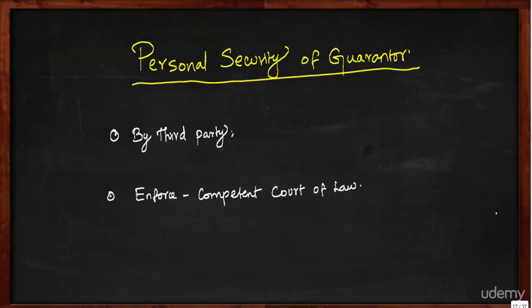Next comes the personal security of guarantor. See, when the bank gives a loan, they would try to secure the loan through various aspects. One is primary security, the second is collateral security, and the third one, the bank will insist on, is personal security of a guarantor. This is basically given by a third party, and the guarantee is not like a primary or collateral security where a charge can be created. So in the event of default, the personal security can be enforced only by a competent court of law.